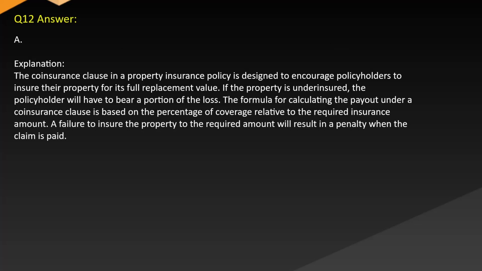Answer: A. Explanation: The coinsurance clause in a property insurance policy is designed to encourage policyholders to insure their property for its full replacement value. If the property is underinsured, the policyholder will have to bear a portion of the loss. The formula for calculating the payout under a coinsurance clause is based on the percentage of coverage relative to the required insurance amount. A failure to insure the property to the required amount will result in a penalty when the claim is paid.